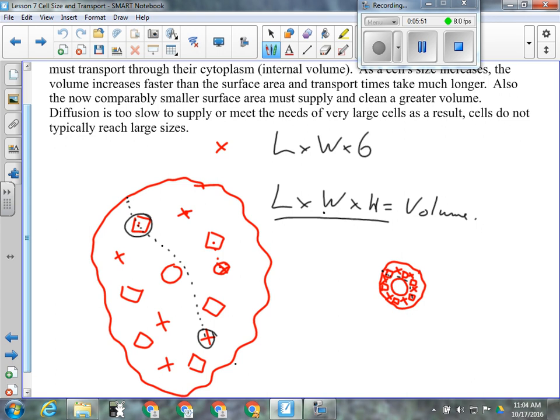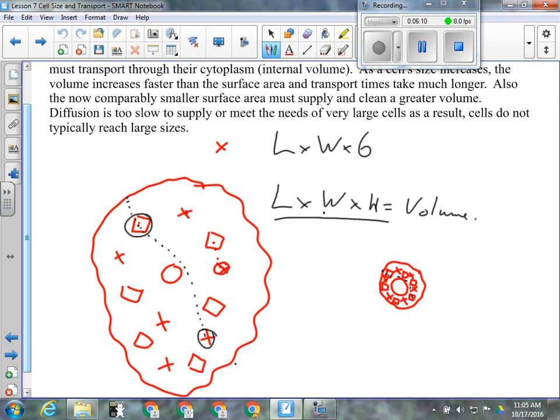But remember that surface area, that is the membrane, is only two-dimensional. It has length and it has width. If I break open the cell and lay the membrane flat. But the cell also has volume. And volume is three-dimensional. It's length and width and height.